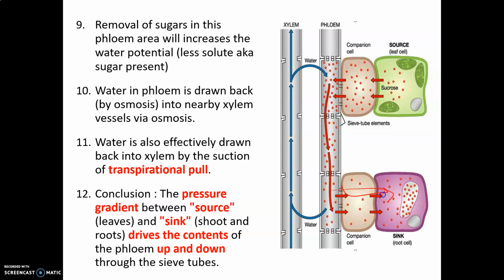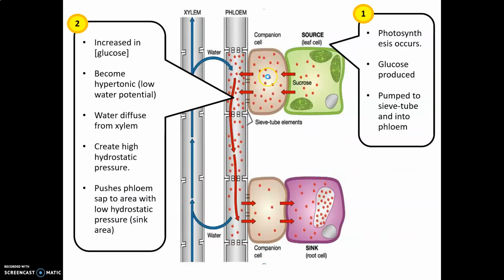Bila sugar masuk ke dalam sink, dia akan reduce the concentration of the solute, increasing the water potential in this area, so that now water tadi dia akan masuk balik ke dalam phloem via osmosis, and this process is effective because juga adanya transpirational pull happens dekat dalam xylem. Okay? Dan kalau ikutkan nota yang saya dah sediakan, inilah cerita dia.